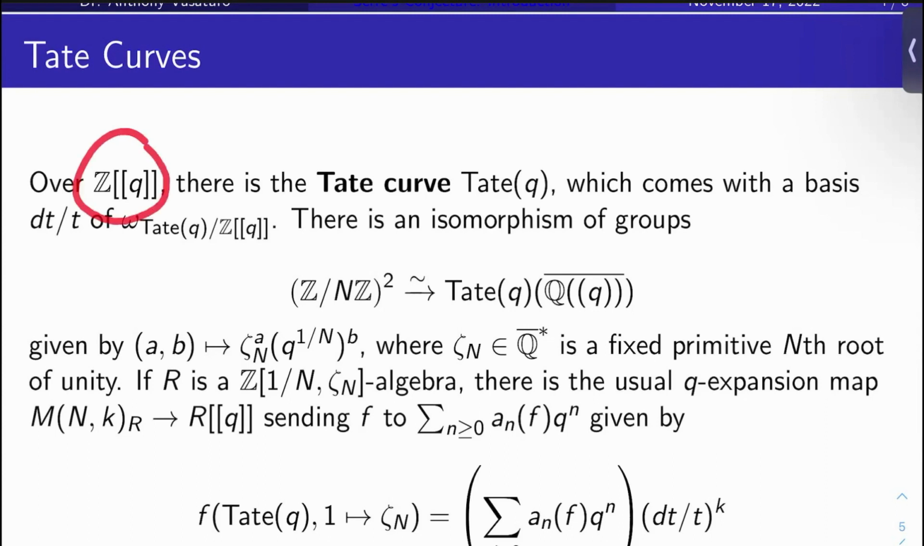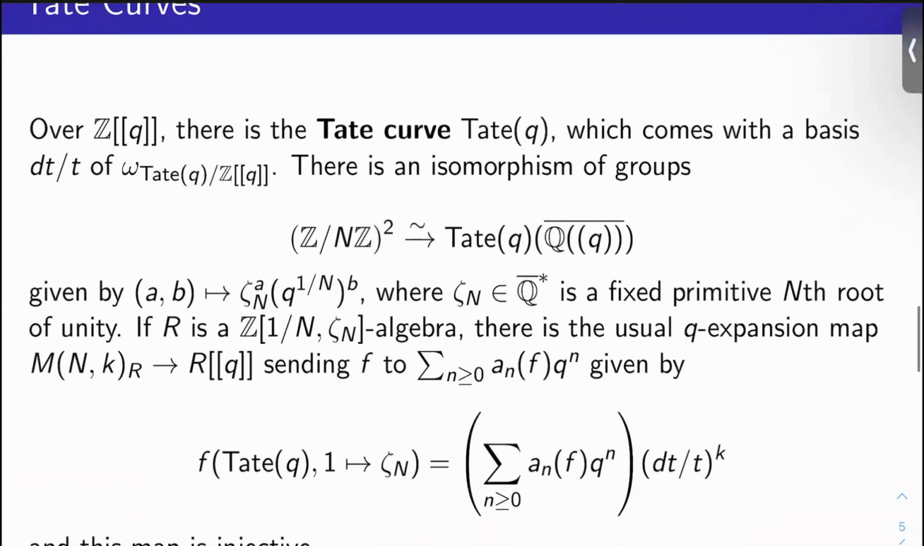Look at the ring of formal power series over Z and Q. Then there's a Tate curve, Tate(q), which comes with the basis dt/t of omega of Tate(q) over this ring of power series. There's an isomorphism of groups from Z/NZ squared to, okay, so what am I doing here? I'm going to take the field of formal Laurent series in q and take the closure. I'm going to look at those points in Tate(q). There's an isomorphism as groups with Z/NZ squared.